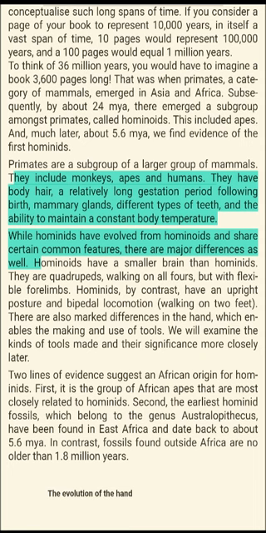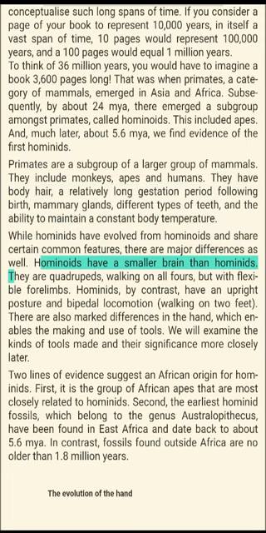Primates are a subgroup of a larger group of mammals. They include monkeys, apes and humans. They have body hair, a relatively long gestation period following birth, mammary glands, different types of teeth, and the ability to maintain a constant body temperature.